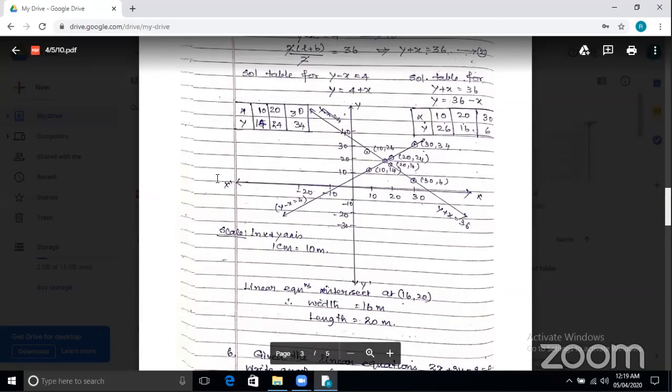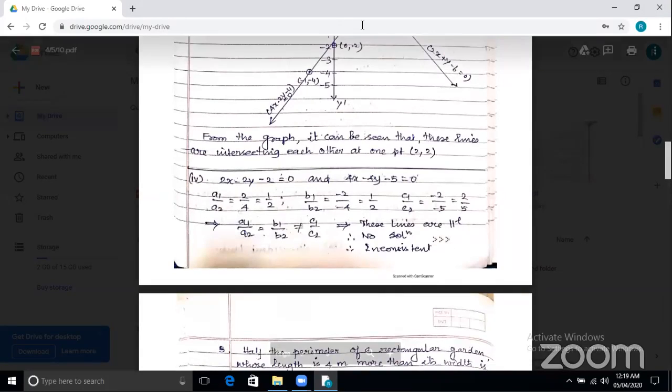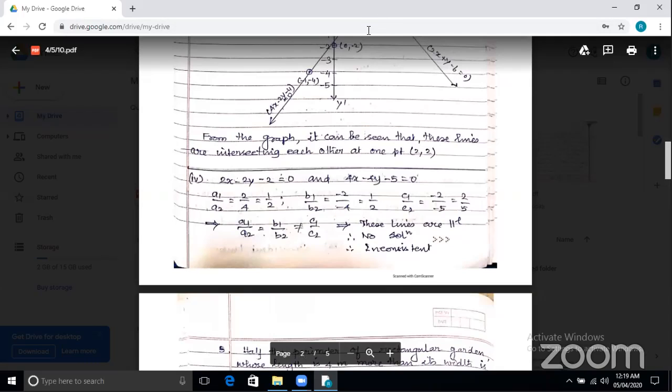Okay. Now, fourth problem. Now you see, this is the equation given. 2x minus 2y minus 2 is equal to 0. 4x minus 4y minus 5 is equal to 0.